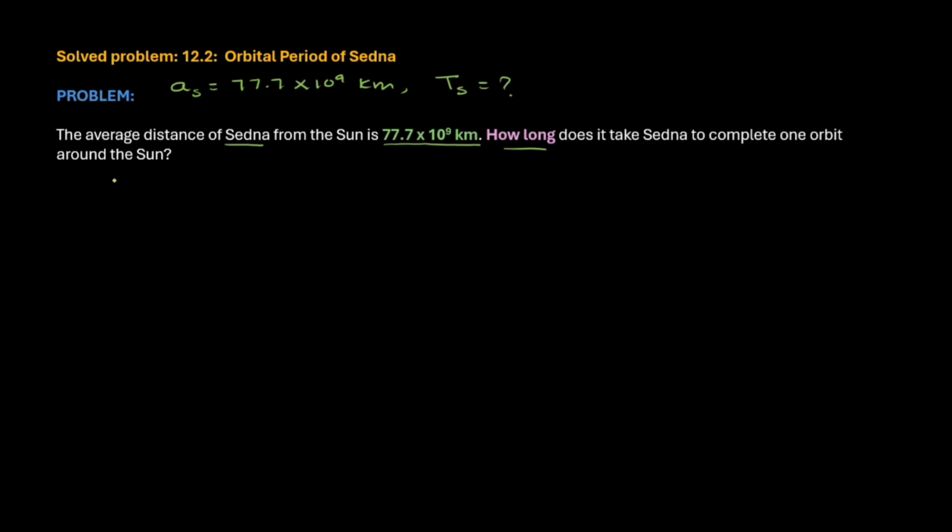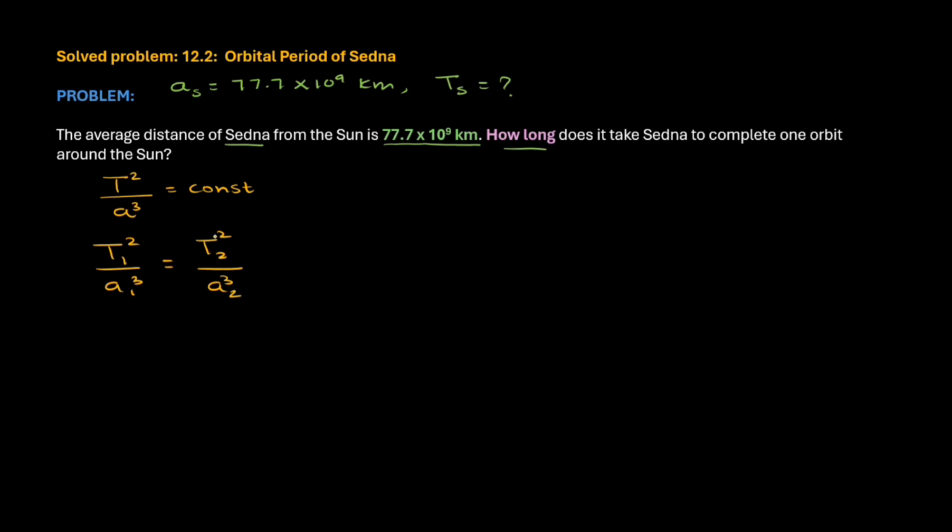We know from Kepler's third law that the ratio of orbital period squared over the cube of average distance from the Sun is a constant. And if this ratio is a constant, that means if I take any two celestial objects in our solar system, this ratio for both must be equal. That means we can write this as T1 squared over A1 cubed equals T2 squared over A2 cubed, where T1, T2 are the orbital periods and A1, A2 are the average distances from the Sun.